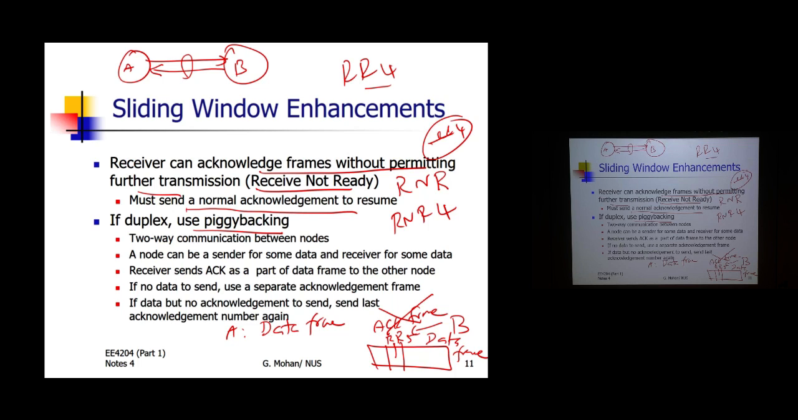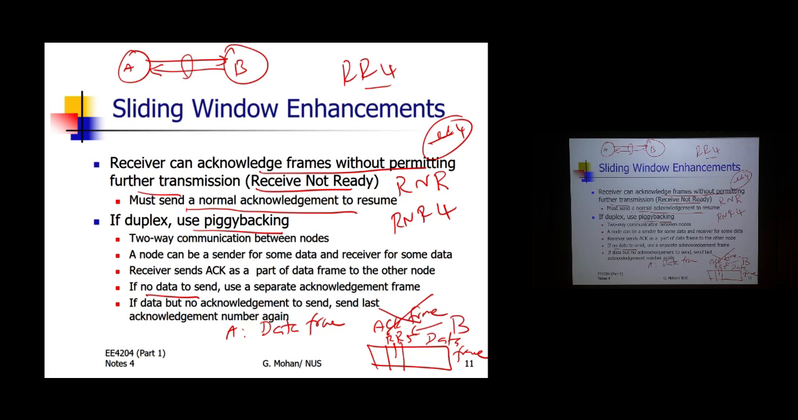Now there can be a few cases. If A sends a data frame to B and B wants to send an acknowledgement, but B has no data frame to send back to A, it can send a normal, separate acknowledgement. That can happen. But let's say B has some data to send, but B has not received any new data frame from the other side. Then it can simply repeat the previous acknowledgement.